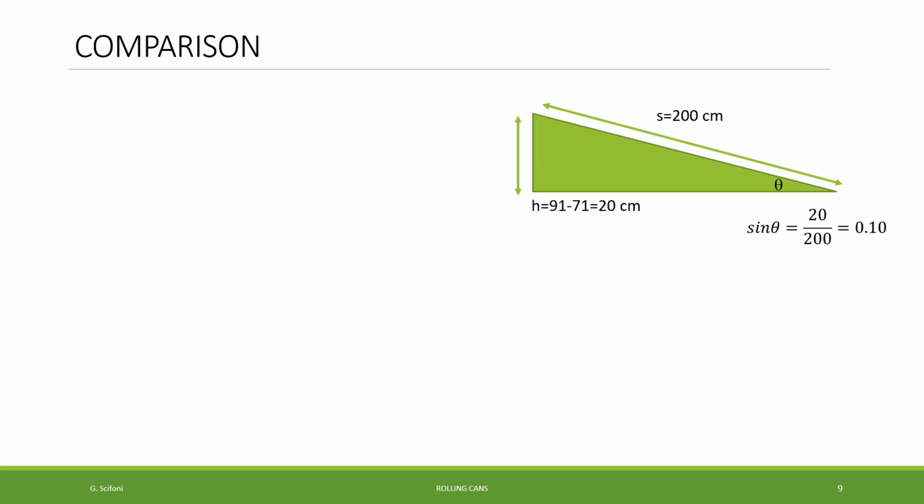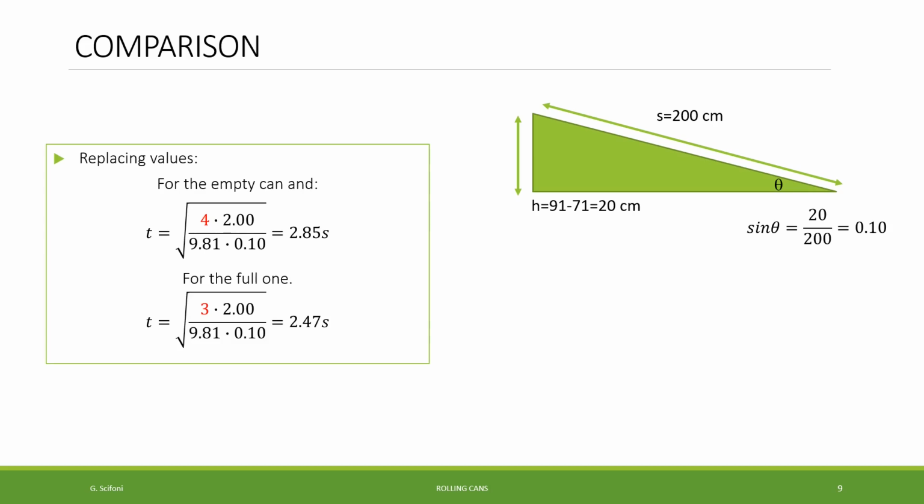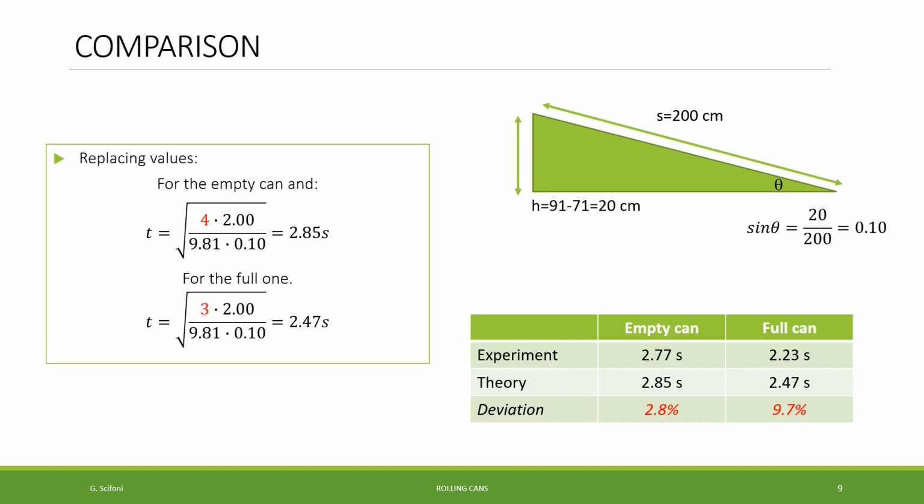Let's see what the theory says. By replacing the real values within the formula for the empty can, we get 2.85 seconds. The full one formula gives 2.47 seconds instead. There is a deviation versus experimental data of less than 3% for the first case and almost 10% for the second one. The 3% is quite satisfactory, but 10% is much. In the real case, the full can is quicker than the theory. That means this is not purely rolling, but partially sliding.